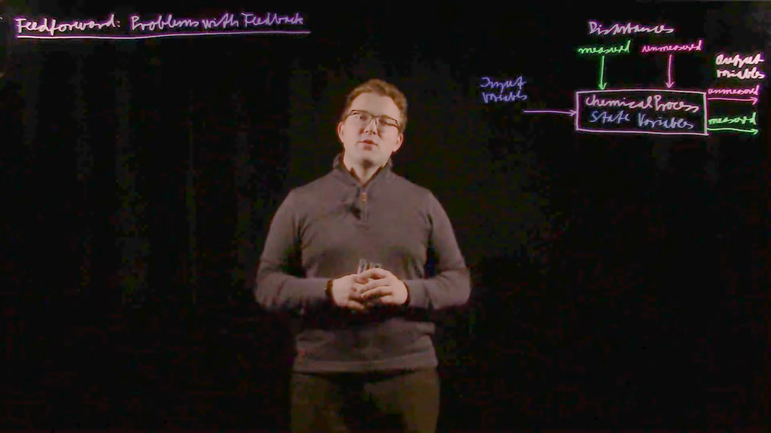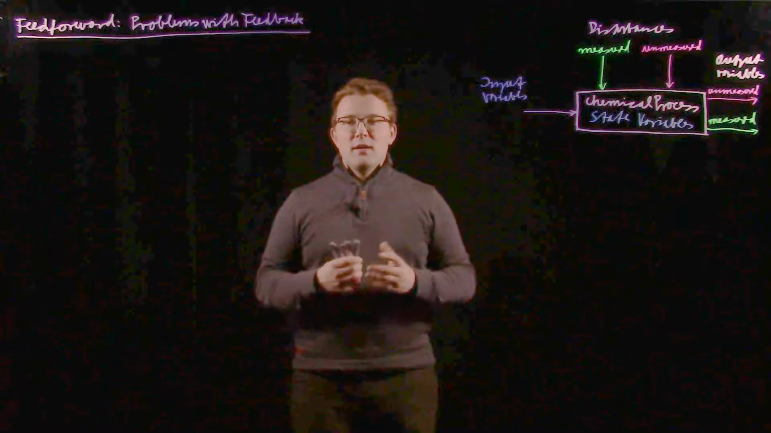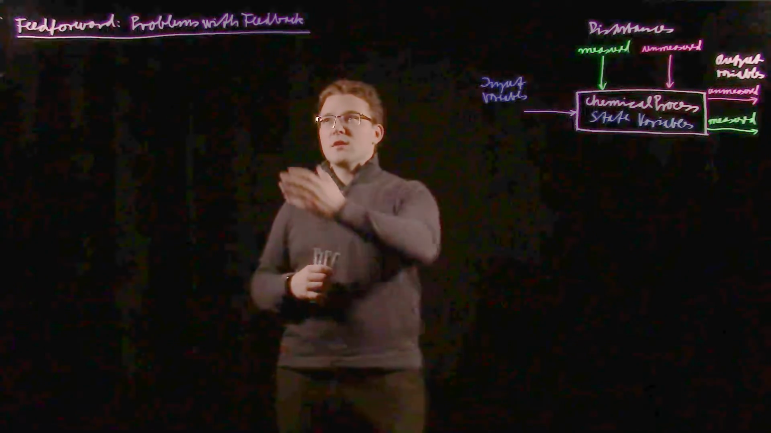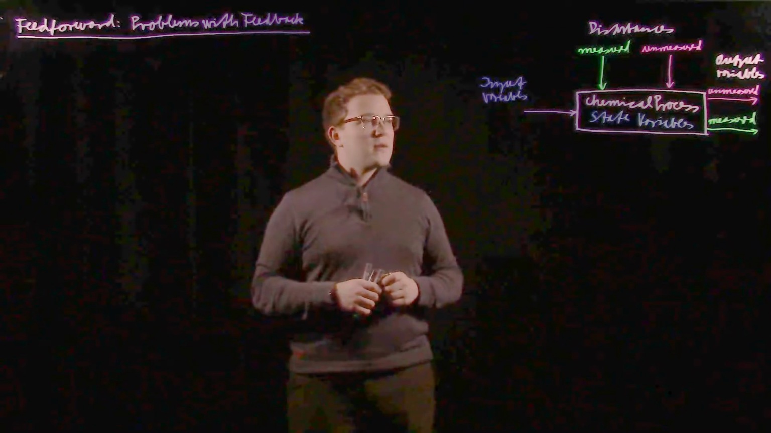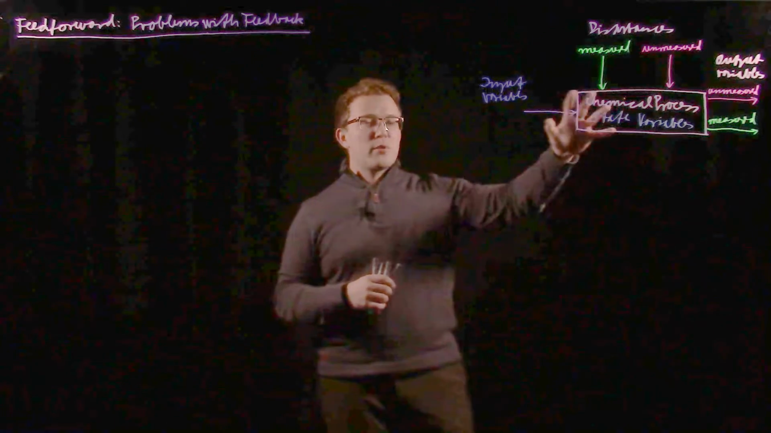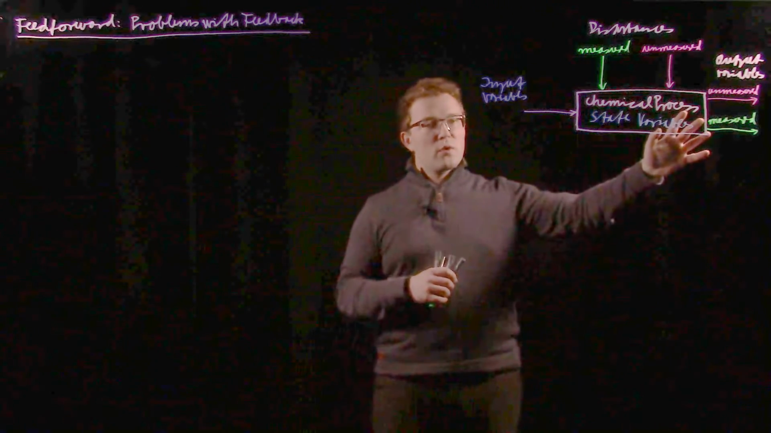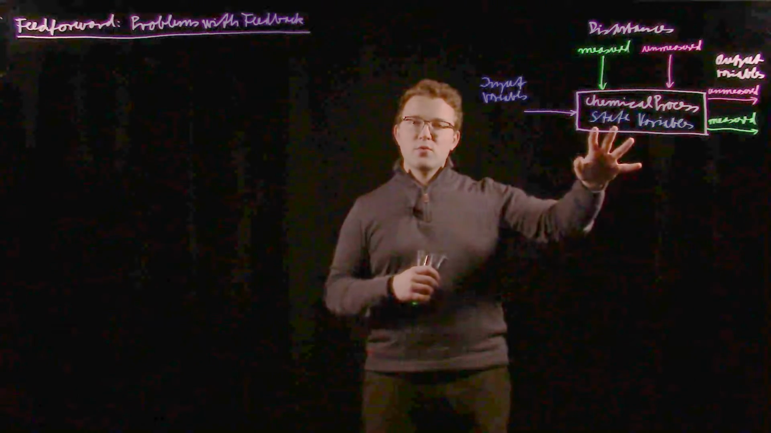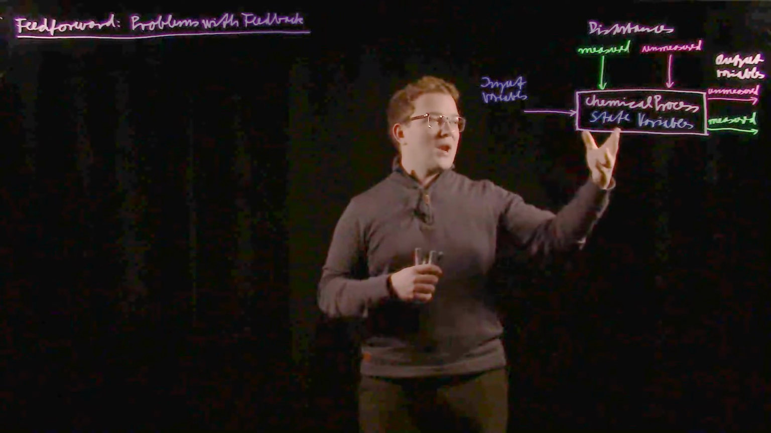Welcome everybody to our next lecture regarding the feed-forward control. In this lecture we want to talk about the problems with the classic feedback control. So as you might know, we have a system, a chemical process for example, we want to control. You have some input variables, some output variables, and the inner state variables which we want to change in order to create the behavior we like.